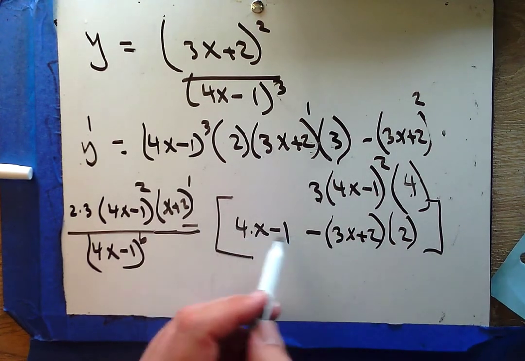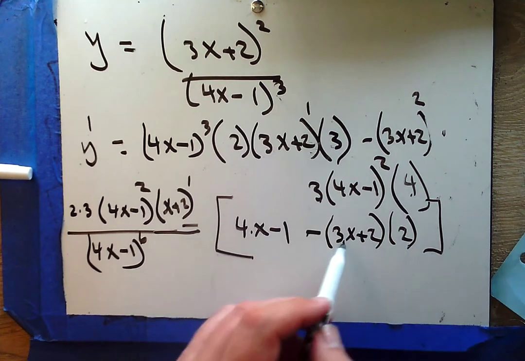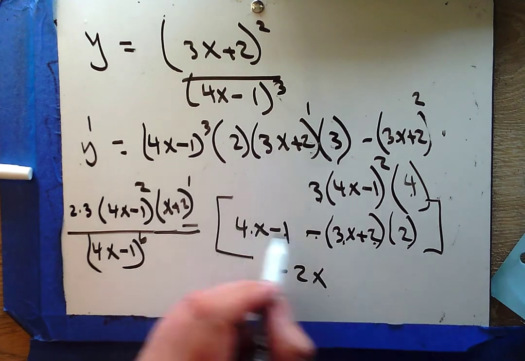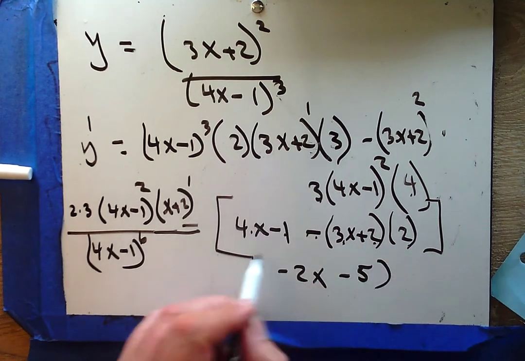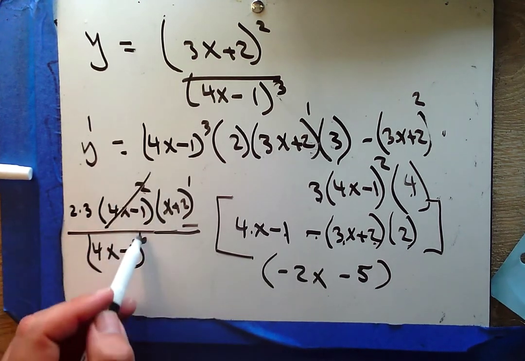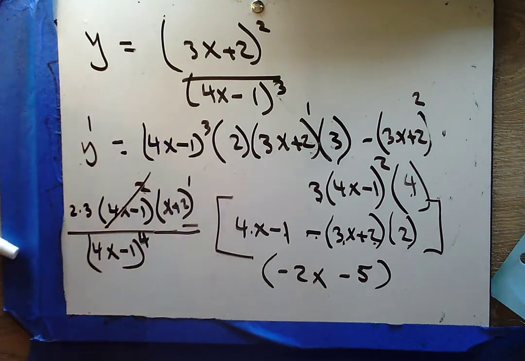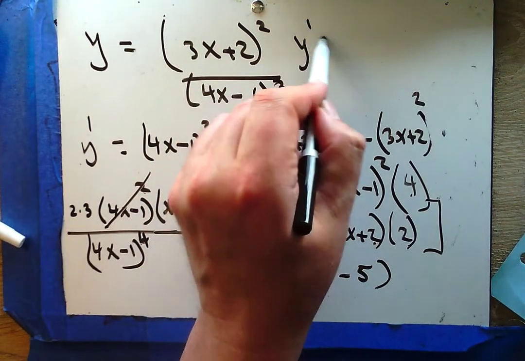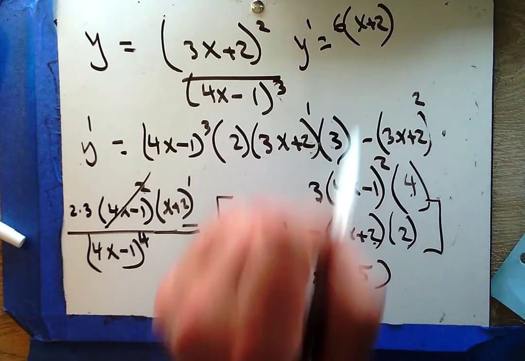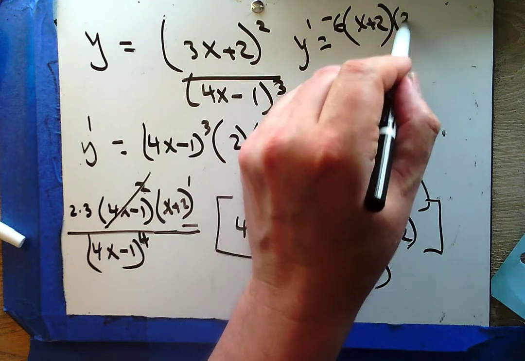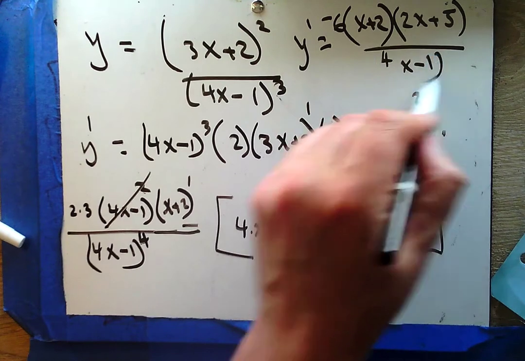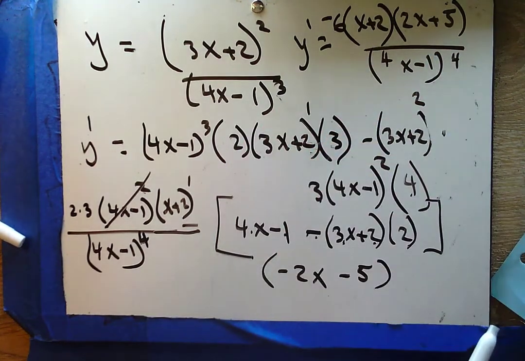So what's this going to be? 4x minus 3x, 4x minus 6x, minus 2x, 1, minus 4, minus 1, minus 4, is minus 5. Oh, and I guess I can take 2 of those with 2 of those. So my y prime then is 6x plus 2. Oh yeah, I'll take that negative. All right, I hear you. All over 4x minus 1 to the 4th. Nice and tight.